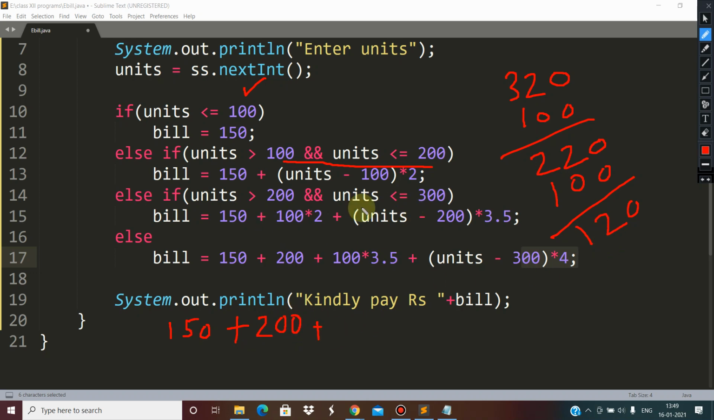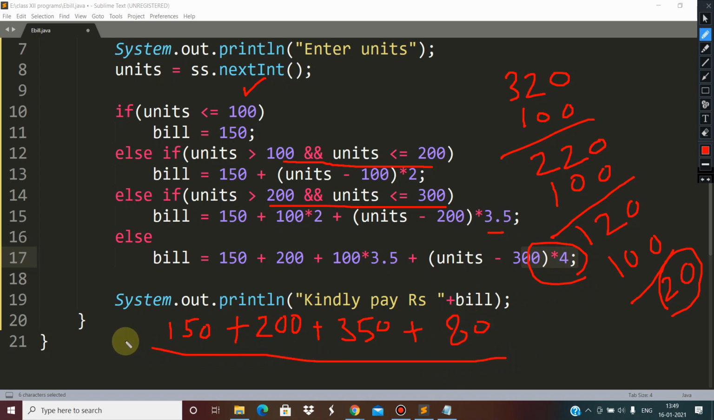And now for the next, because it is again for the next 100, that is 100. Minus 100. You are left with 20 units. But this time it is 3.5. So 3.5 into 100 is 350 rupees. Plus the remaining units are 20. So 20 into 4, that is 80. So the sum total will give you the bill. This is how we can calculate the bill.